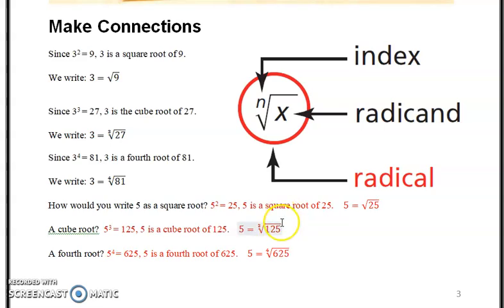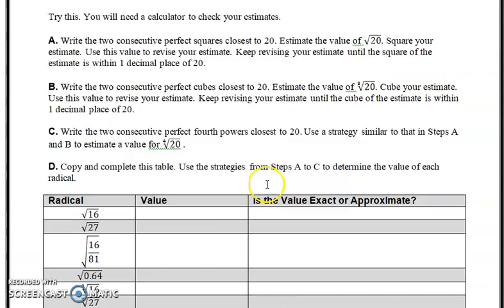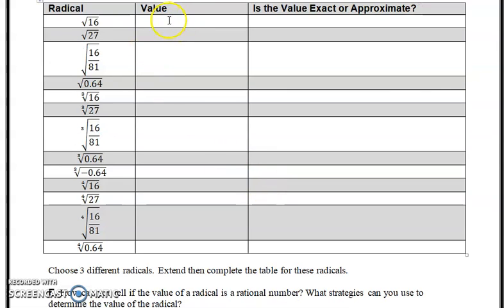But remember, the index is the little number. You'll notice that there's not a 2 on the square root. It's just said to be there. It's implied. The radicand, sorry, is the number you're taking the root of, so the cube root, square root, fourth root, whatever the case, and the whole thing is called the radical. Okay? So let's look at this chart.